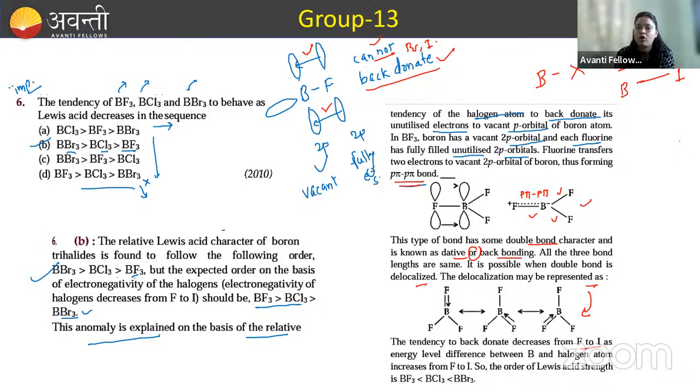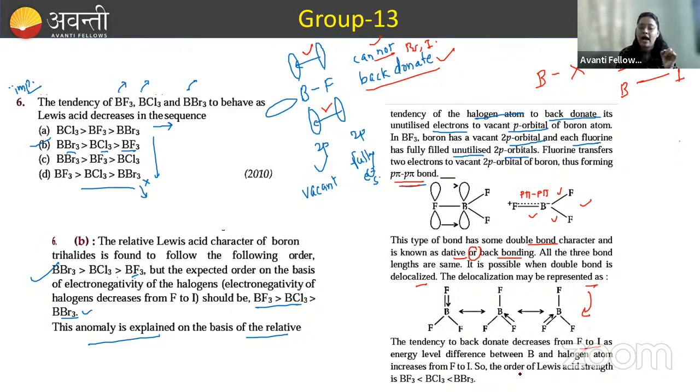Okay, here the distance between boron and fluorine was very close because of the radius of fluorine being smaller. But as we move down, the radius goes on increasing for a given element, and that's why here back bonding is not possible because the distance becomes more, right?